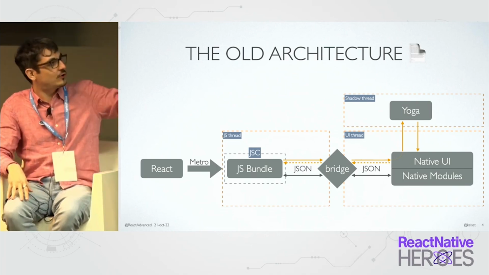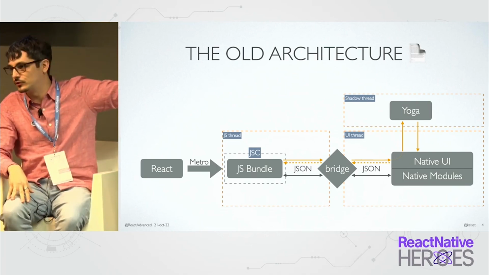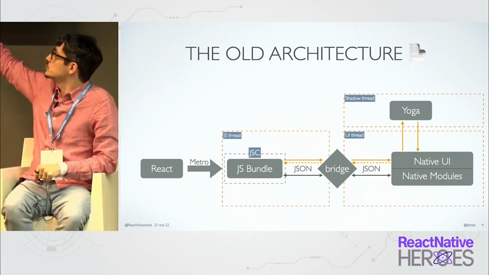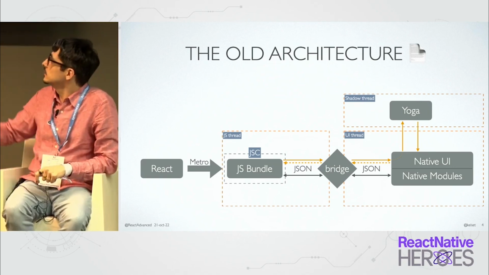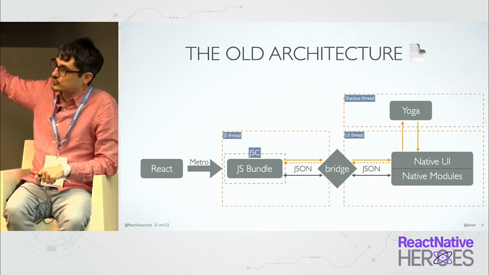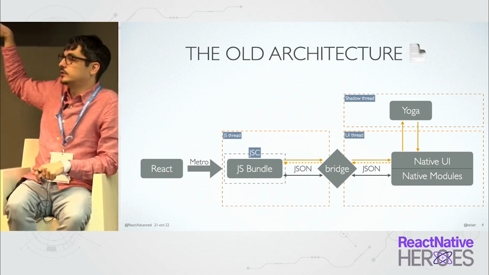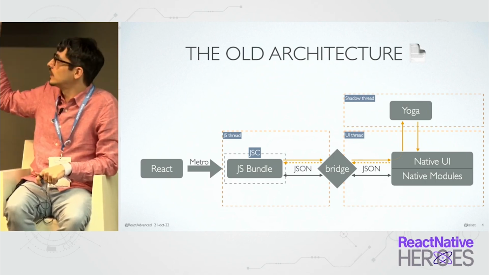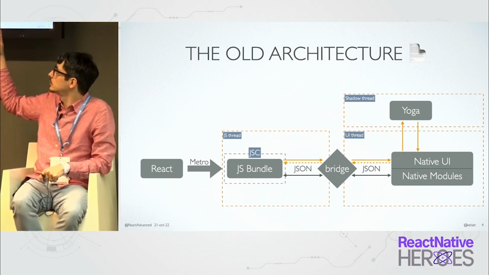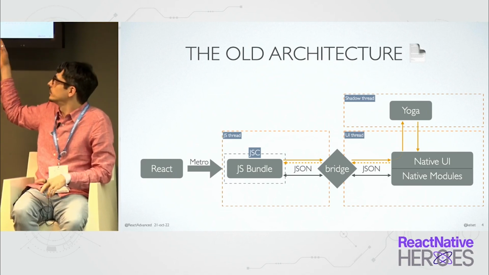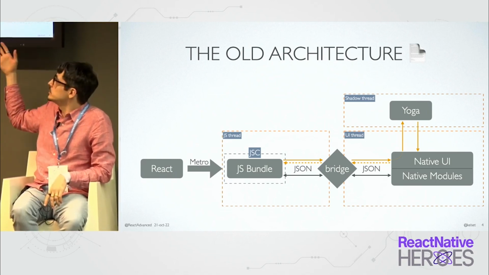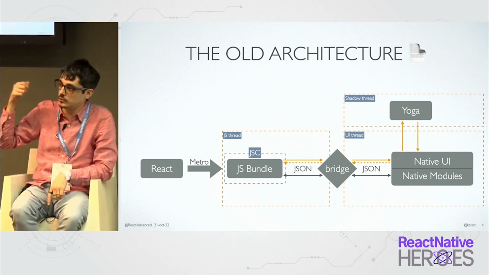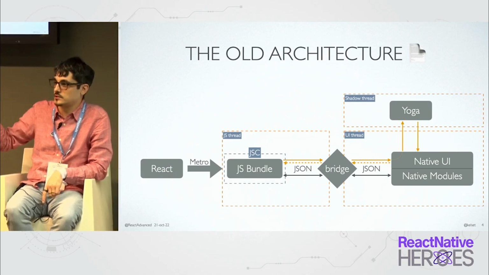So the core concept to know about the old architecture is the bridge here. As you can see, on one side we have the JavaScript thread. On the other side, we have the UI, the native thread. And to communicate these two sides, we're relying on what has been called, again, naming is hard, the bridge. And what this bridge actually is, is just a message queue made with JSON messages.